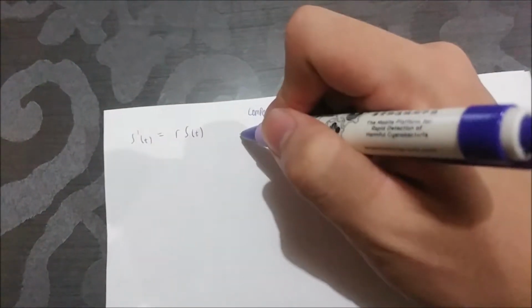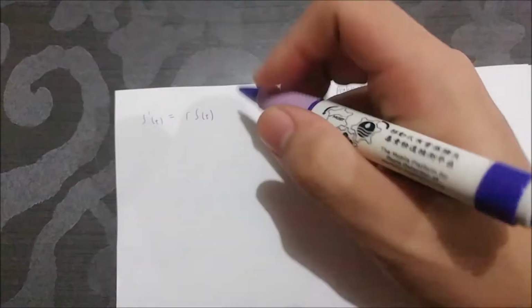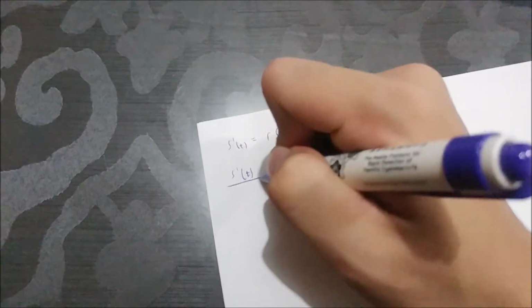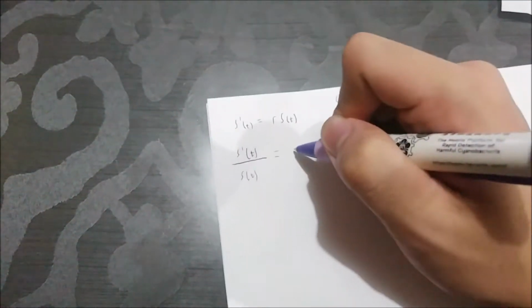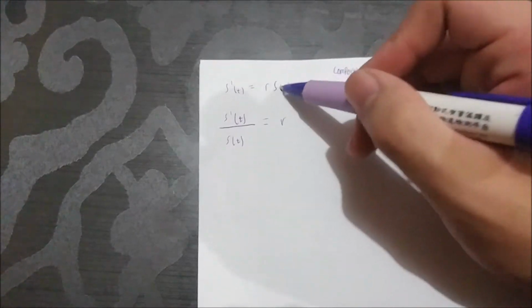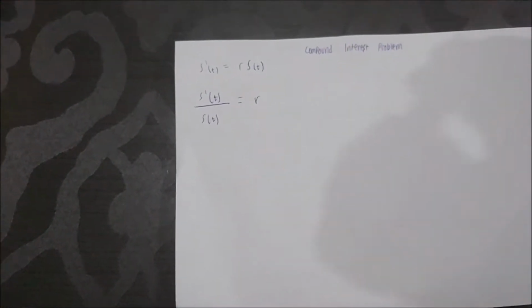Now to start this off, we would like to put our s's on the left side and our r's on the right side. So basically we're separating them. So let's start off with s prime of t. Of course, we're going to put s of t here since we're going to switch this to this side, so it's by division.